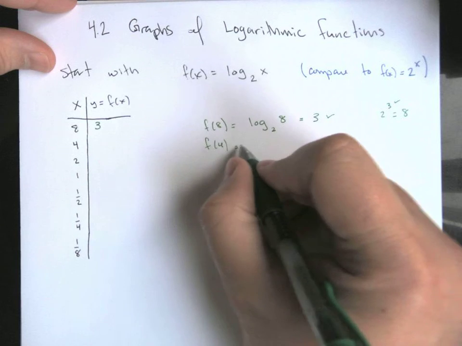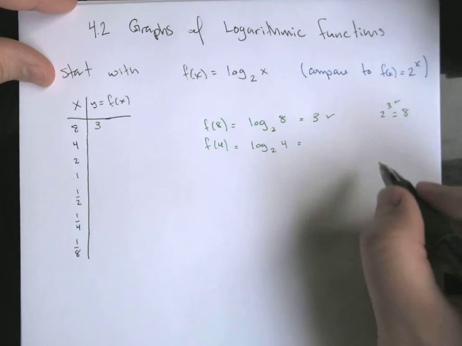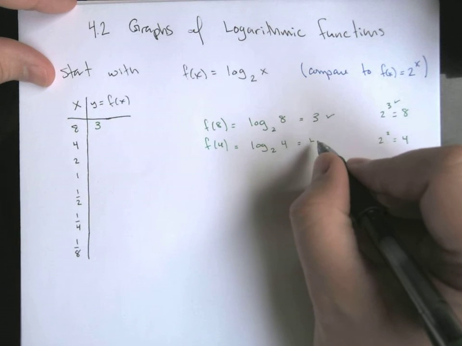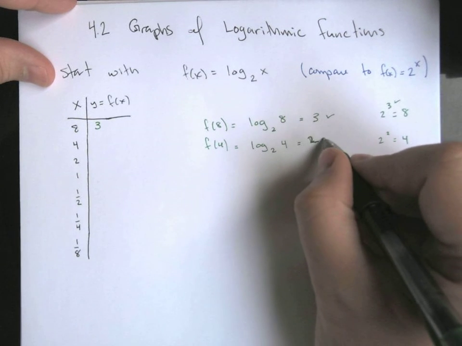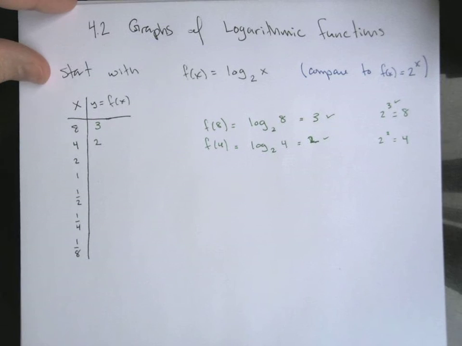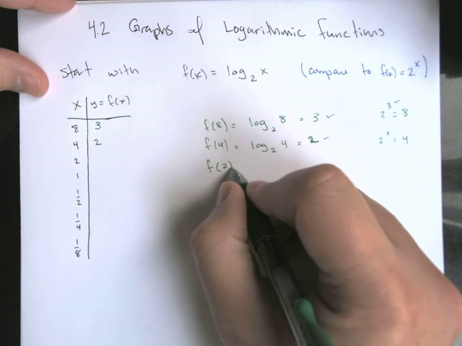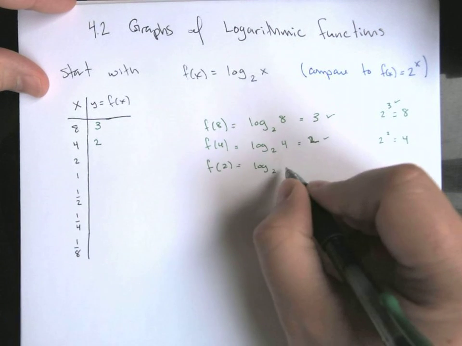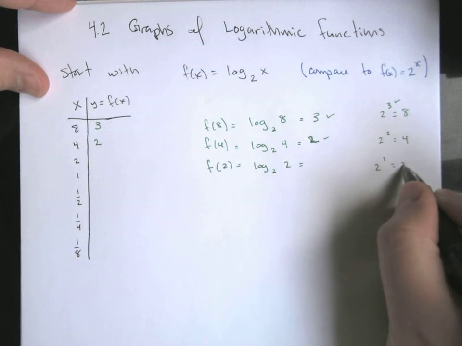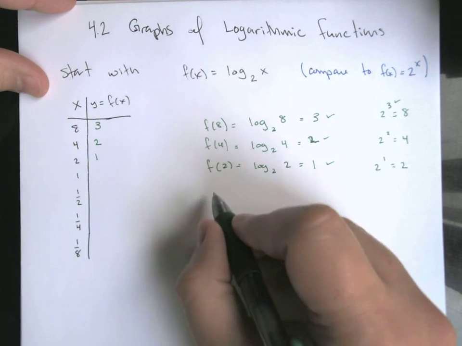F of 4. How do I get, right, log base 2 of 4? How do I get from 2 to 4? 2 raised to the 2 is 4, right? 2 squared is 4. So the y value here is going to be 2, right? The y values are syncing up with the exponents. F of 2. How do I get from base 2 to 2? How do I not go anywhere at all? Well, 2 to the 1 is 2. So then the exponent is 1.